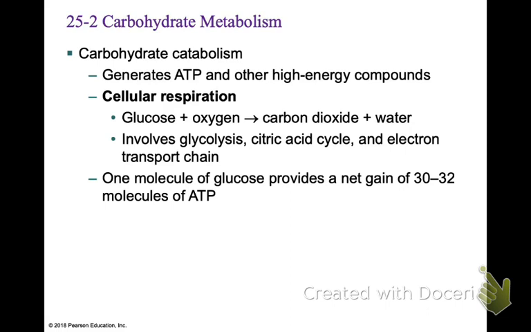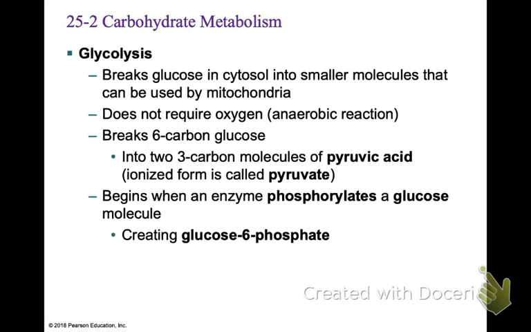The amount of ATP you can get from one molecule of glucose depends on how you calculate it. Your book says 30 to 32. Most people will say 36 to 38. So it just all depends on how they're counting those ATPs. And what we're going to see is it's not an exact number anyway, but it's 30-something.